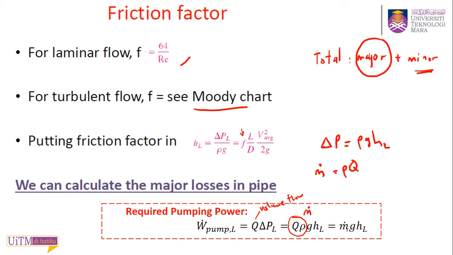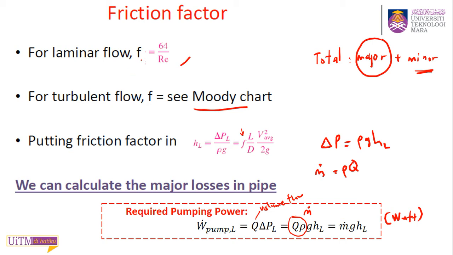So mass flow rate times g times your head loss, you will get your required pumping power in watts, how many watts your pump will provide to cover back the losses. So that is how you calculate the required pumping power. That's why we learn how to calculate the Reynolds number and the losses, because the Reynolds number is used to determine the losses, and when you get the losses, you will know the required pumping power.